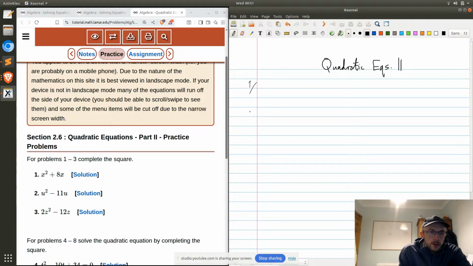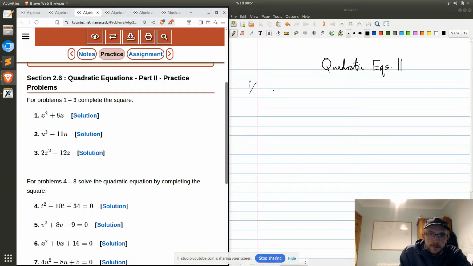For problems 1, 2, 3, complete the square. Why, certainly. It is x plus 4 squared, and then we have to take away 16 to balance the books. It is u take 11 over 2 squared, and then we have to take away 121 over 4 to balance the books.